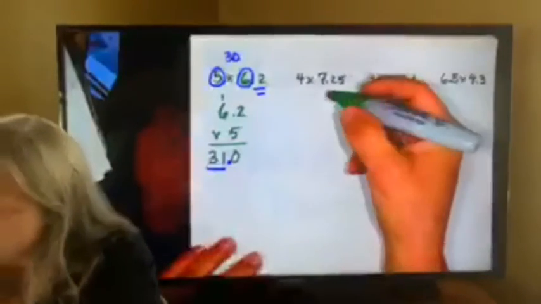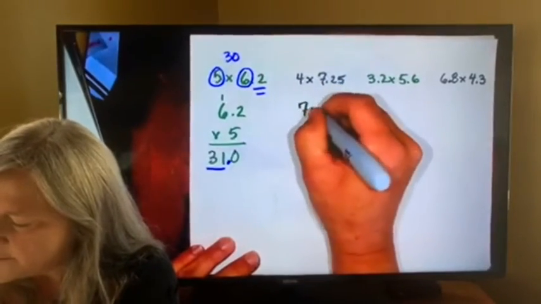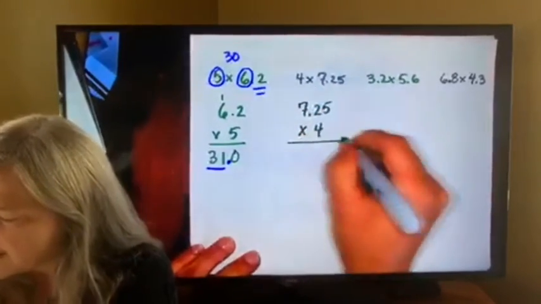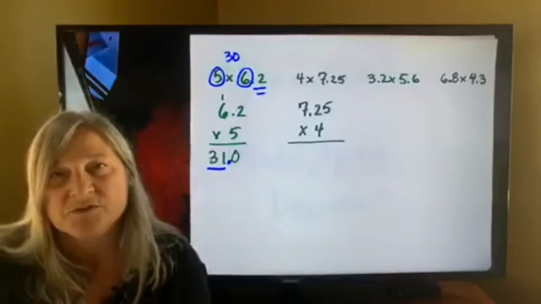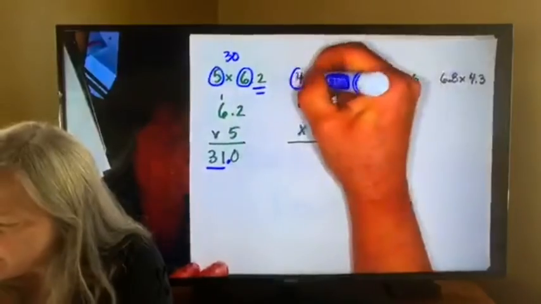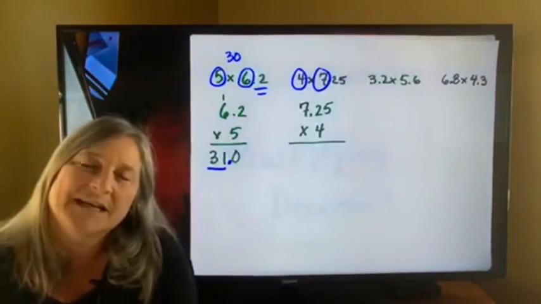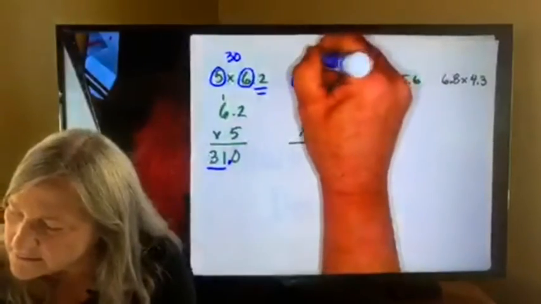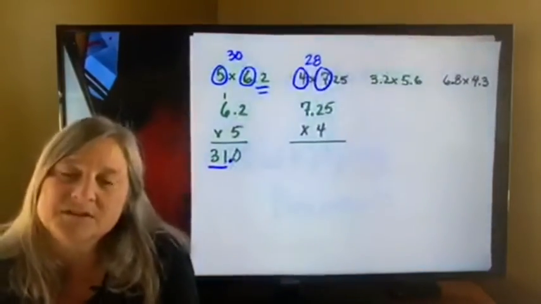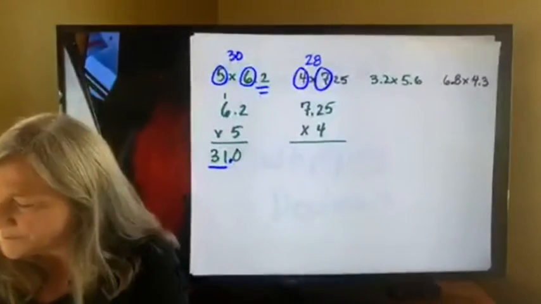All right, so now let's try this next one. We have 4 times 7.25. So now let's do what we did again here. So we have 4 and the whole number here is 7. So 4 times 7 is 28. So we know our answer is going to be somewhere around 28. So let's figure out what it is.